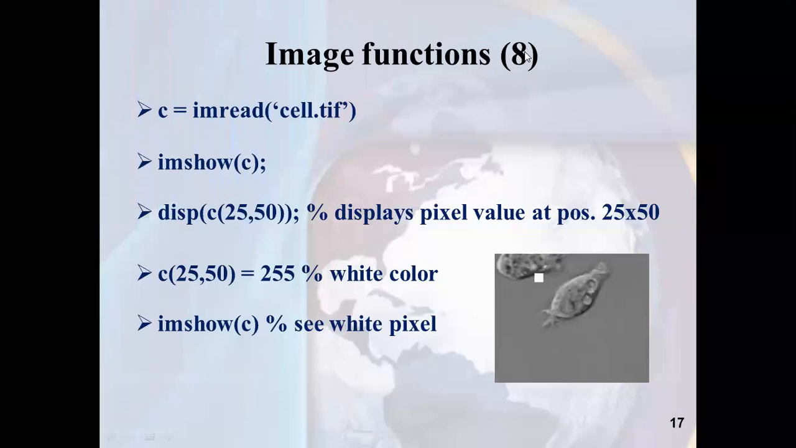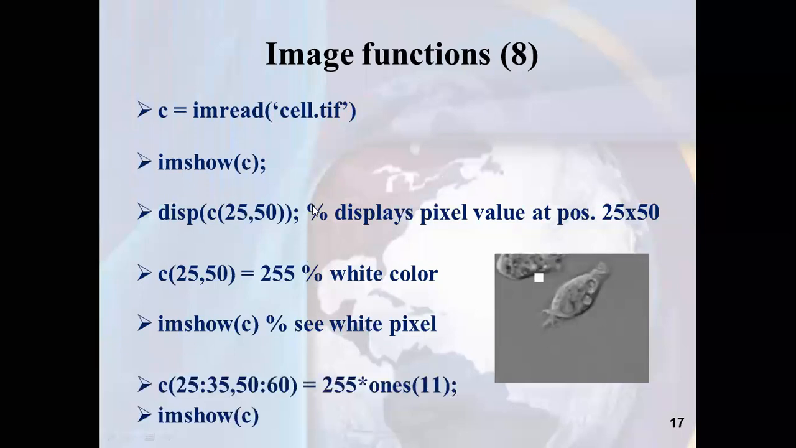Now, to increase the size of the white, I take a block of data, 25 to 35, 50 to 60, which is 11 pixels by 11 pixels, because 25 to 35 gives me 11 elements, and 50 to 60, 11 elements. So we have a square, element by element, constituted by 11 elements. And this value is given as 255.